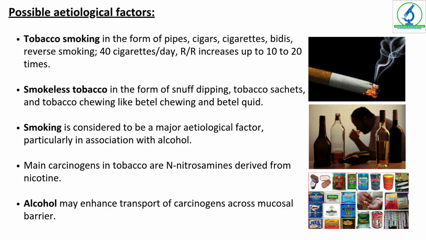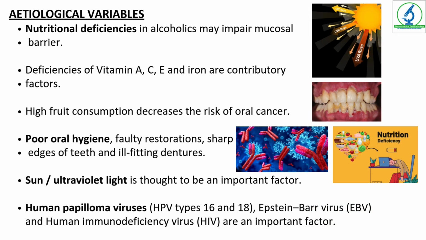Main carcinogens in tobacco are N-nitrosamines derived from nicotine. Alcohol may enhance transport of carcinogens across the mucosal barrier. Etiological variables: nutritional deficiencies in alcoholics may impair the mucosal barrier. Deficiencies of vitamin A, C, E and iron are contributory factors. High fruit consumption decreases the risk of oral cancer.